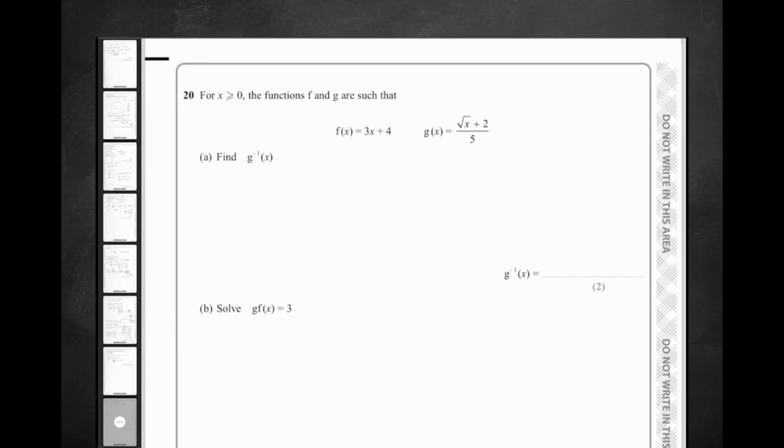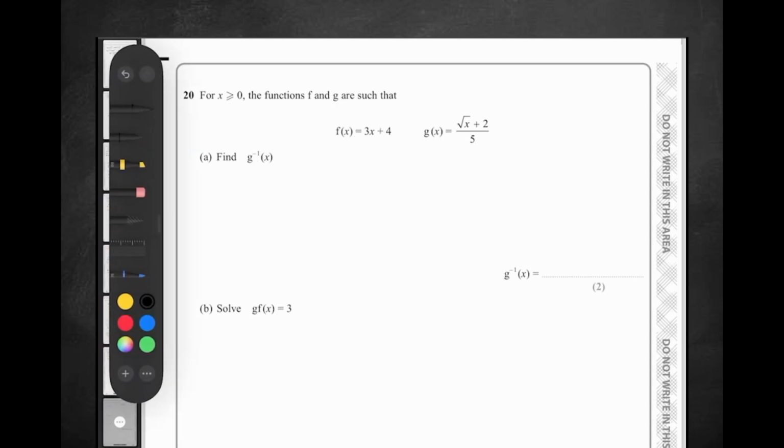Question 20. For x greater than or equal to 0, the functions f and g are such that the formulas are shown below. Find g to the minus 1 of x. So what we need to do for this is simply rearrange it. So how I would do this is I would call g of x, y. So y equals the square root of x plus 2, over 5.